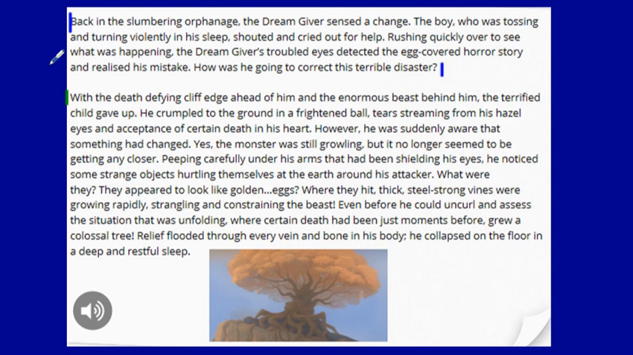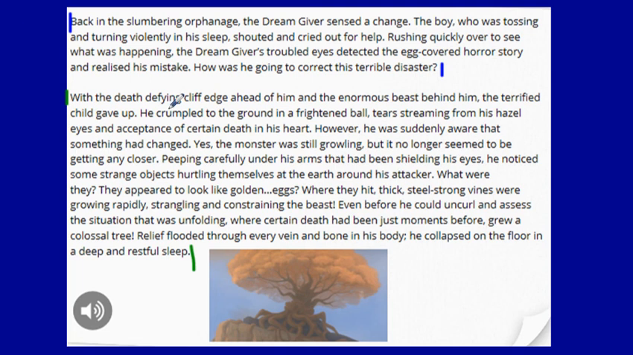Peeping carefully under his arms that had been shielding his eyes, he noticed some strange objects hurtling themselves at the earth around his attacker. What were they? They appeared to look like golden eggs. When they hit, thick steel-strong vines were growing rapidly, strangling and constraining the beast. Even before he could uncurl and assess the situation that was unfolding, where certain death had been just moments before, grew a colossal tree. Relief flooded through every vein and bone in his body. He collapsed on the floor in a deep, restful sleep.